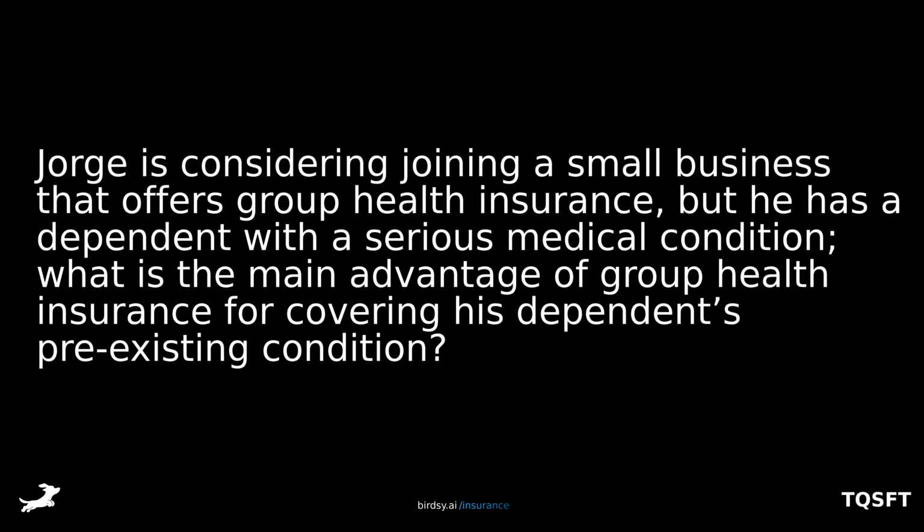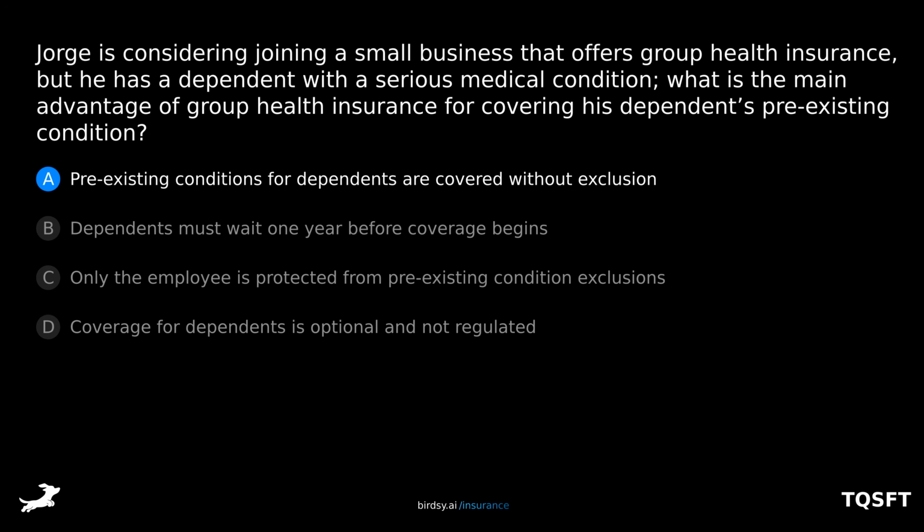Jorge is considering joining a small business that offers group health insurance, but he has a dependent with a serious medical condition. What is the main advantage of group health insurance for covering his dependent's pre-existing condition? Is it A, pre-existing conditions for dependents are covered without exclusion? B, dependents must wait 1 year before coverage begins? C, only the employee is protected from pre-existing condition exclusions? Or D, coverage for dependents is optional and not regulated?